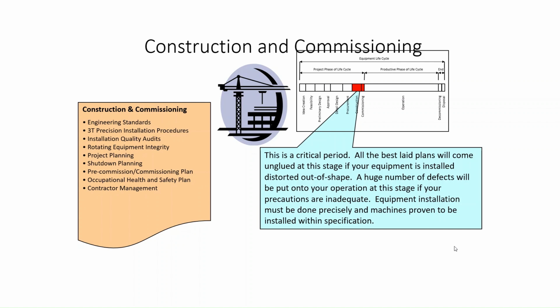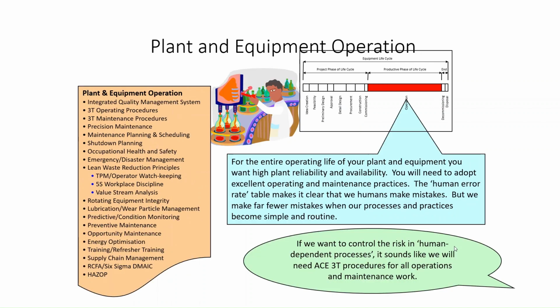This is a critical period. All the best laid plans will come unglued at this stage if your equipment is installed distorted out of shape. A huge number of defects will be put onto your operation at this stage if your precautions are inadequate. Equipment installation must be done precisely and machines proven to be installed within specification.